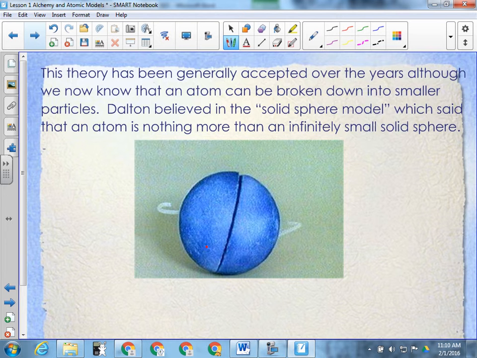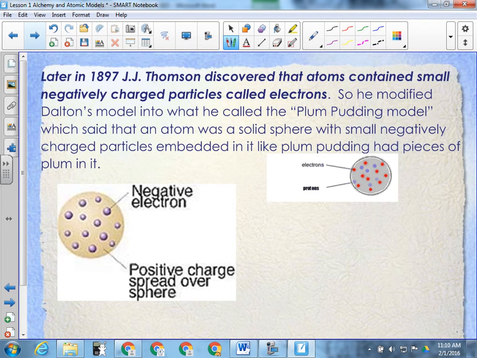So they said, you know what? Atoms aren't a solid sphere because then where are all these negative charges that we're intercepting in a chemical reaction coming from? Is the atom getting smaller? It can't be getting smaller because the mass isn't changing. So they knew pieces of it weren't essentially breaking or things like that. So they had to come up with a new model. That new model was proposed by J.J. Thomson in 1897. It was called the Plum pudding model.